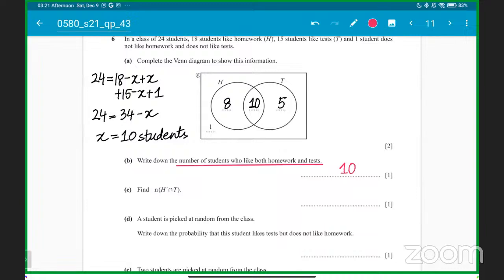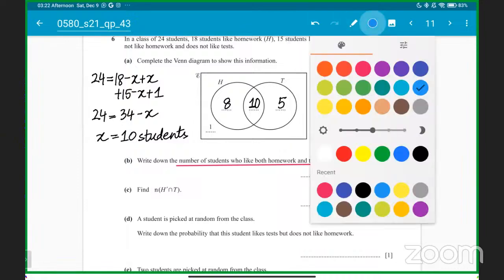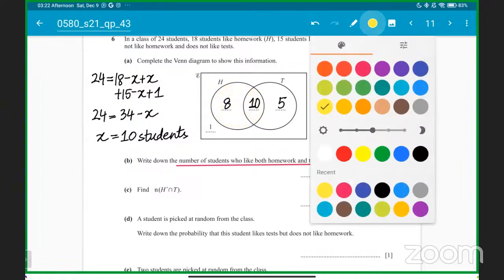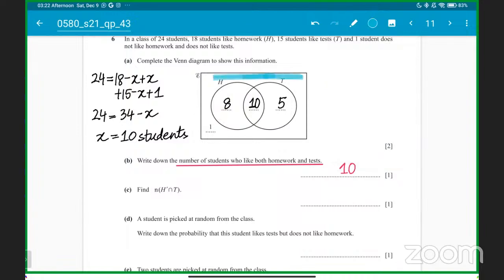Then you have to do the number of elements of H' intersection T, okay? H is this. H' will be everything outside H, the blue color, okay? Let me explain, follow carefully. Whenever you are struggling, just try to understand the shading part, okay? H' will be everything apart from H. This is H'.